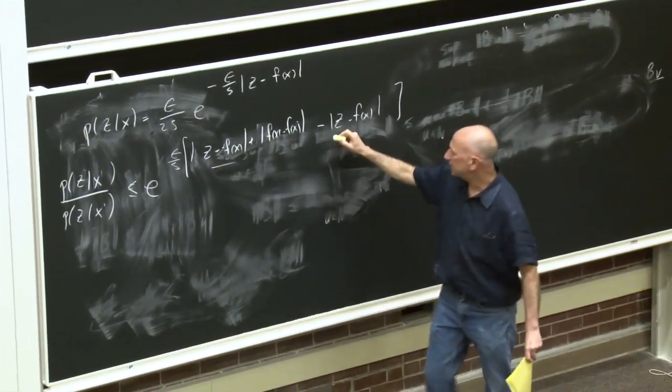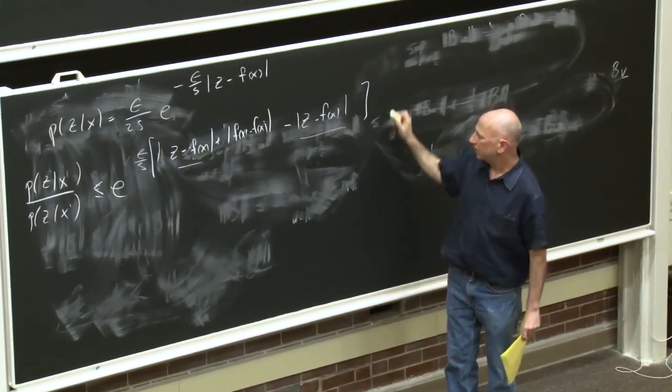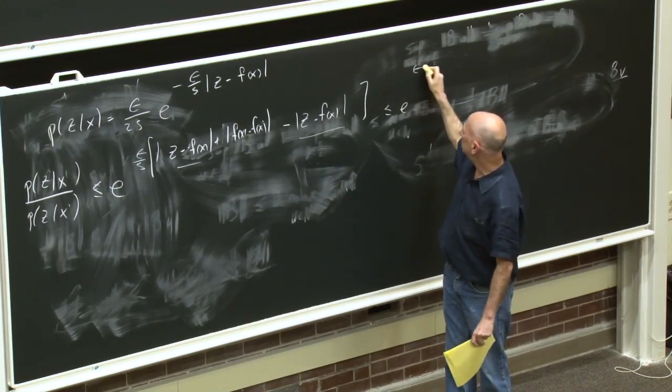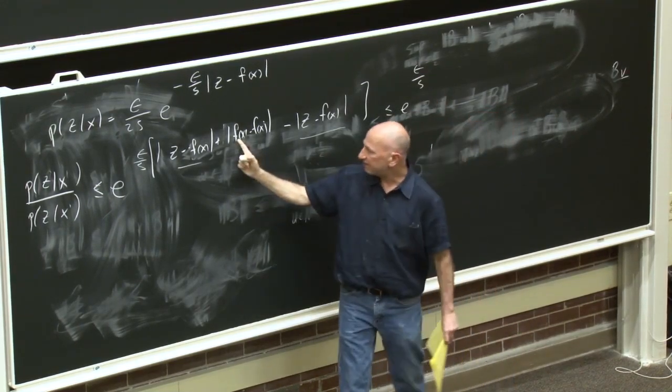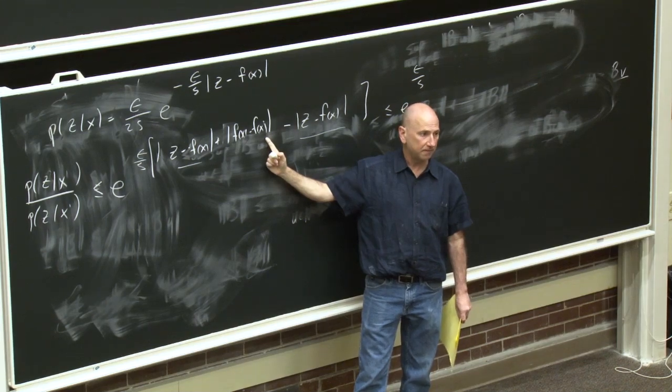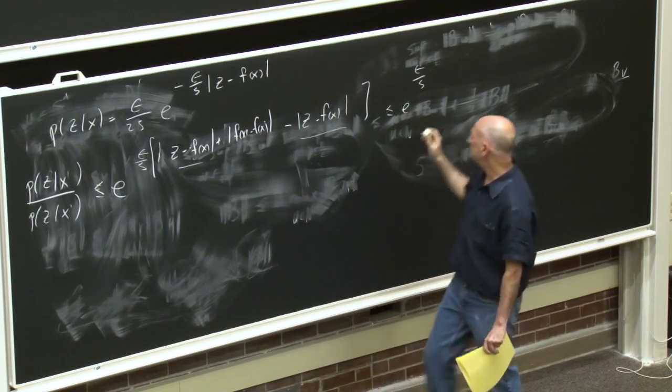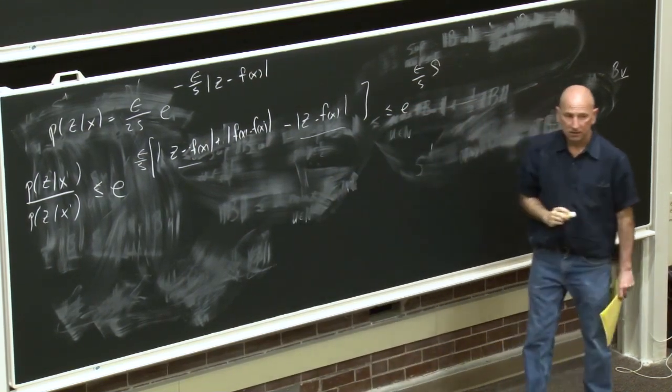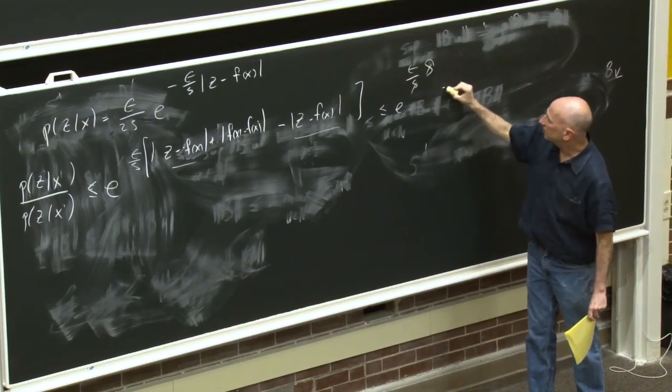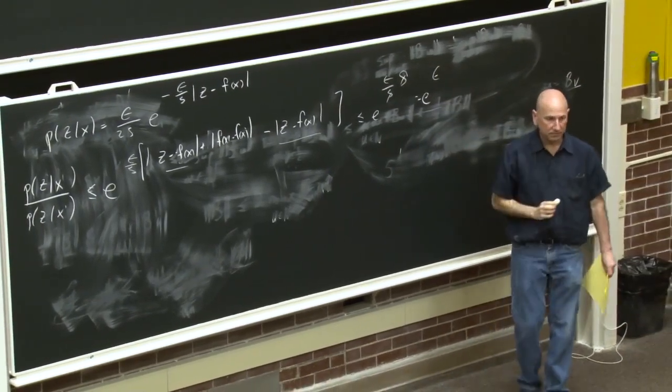This cancels with this. So I'm left with e to the epsilon s. But what is f of x minus f of x prime? That's at most the sensitivity. That cancels, and we get e to the epsilon.